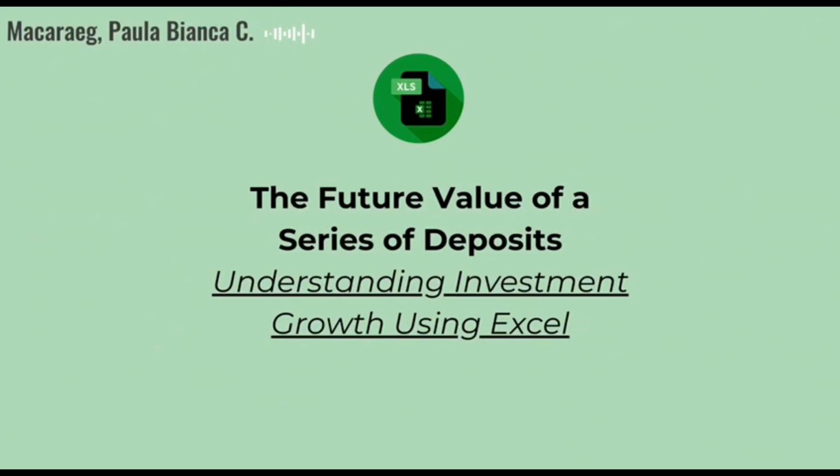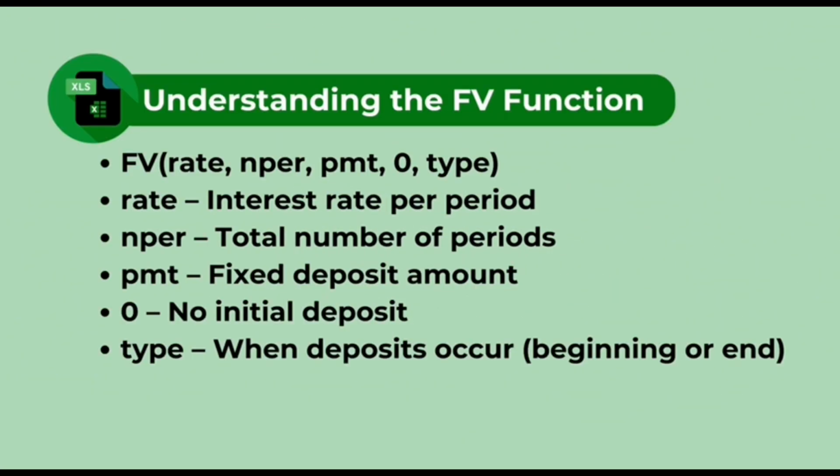Good day everyone, my name is Paula Bianca Macaraeg, and today I'll explain how to calculate the future value of a series of deposits using Excel's FV function. So ito ay ginagamit kapag gusto nating malaman kung magkano ang magiging value ng isang investment kapag tayo ay regularly nagde-deposit ng fixed amount sa loob ng isang tiyak na panahon. So the FV function in Excel helps calculate the future value of an investment based on periodic payments, and the formula used is FV, rate, NPER, PMT, 0, type.